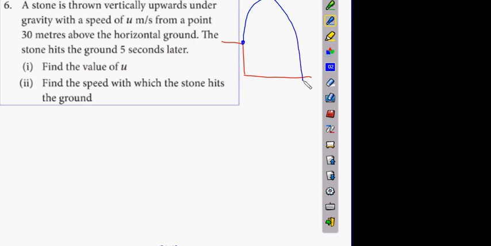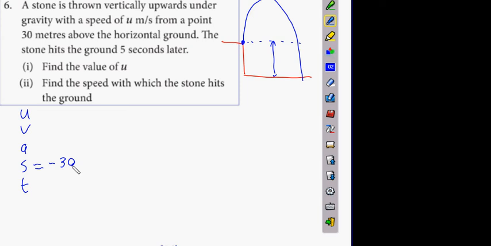Now, technically speaking, you've fallen 30 meters, haven't you? You're 30 meters underneath where you began. So if I do u, v, a, s, t in this case, s is going to be minus 30. Just minus 30.